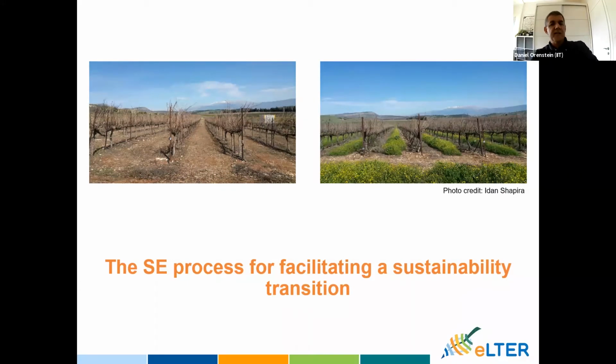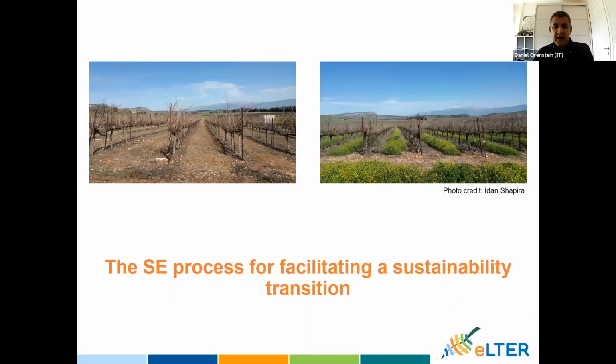So these are vineyards in Israel belonging to a particular winery. And the subject at hand is whether we can make this transition to bare fields, as we see on the left side of the screen, where the rows are clean, all of the plant life other than the vines themselves are removed, or whether we can have cover crops.